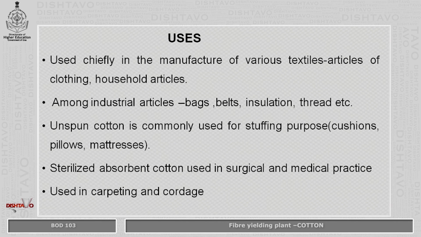Uses: it is used chiefly in the manufacture of various textiles, articles of clothing, household articles. Among industrial articles, it is used for bags, belts, insulation, threads. The unspun cotton is commonly used for stuffing purposes in cushions, pillows, mattresses. Sterilized absorbent cotton is used in surgical and medical practice. It is used in carpeting and cottages.